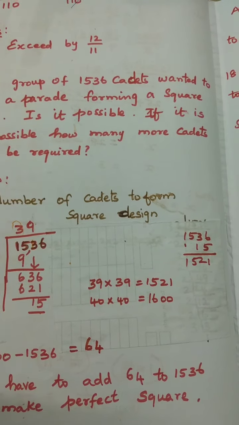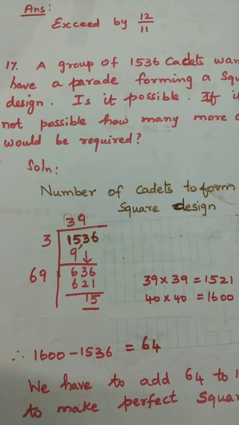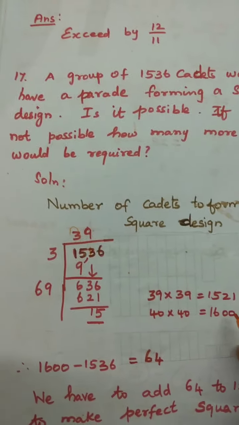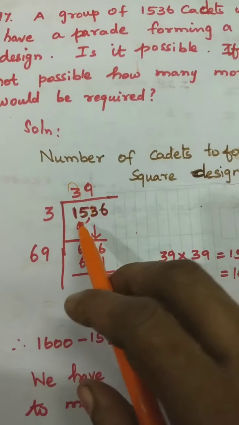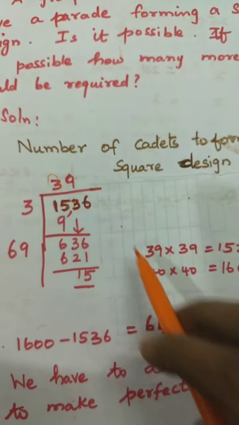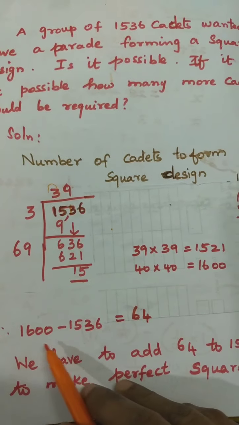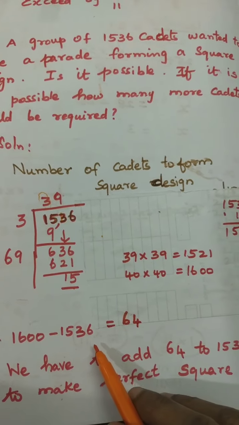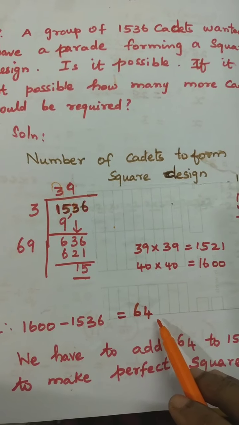For that you have to see 39 13s are 1521. Then 40 40s are 1600. But here we have 1536. For this 1600, how many more cadets are needed? So 1600 minus 1536 is equal to 64.